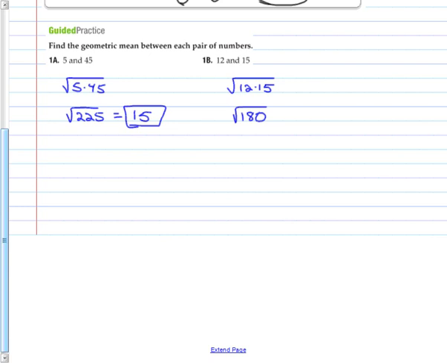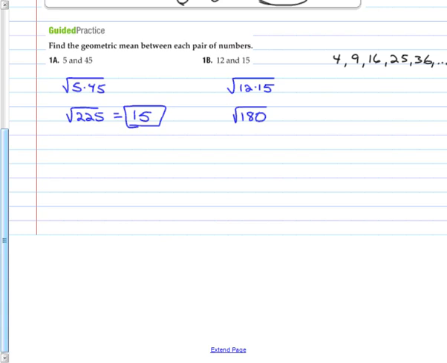How about the square root of 180? Is it an integer? It's not an integer, so I need to simplify it. I need to look for a perfect square that goes into 180. Remember what we mean when we say perfect squares? 4 is a perfect square. What's the square root of 4? 2. 9 is a perfect square. What's the next one? 16, 25, 36, and so on. How do you get perfect squares? Square 2, 4. There's the first one that's useful to us. Square 3, 9. Square 4, 16. Square 5, 25. Square 6, 36. That's how you can get perfect squares.